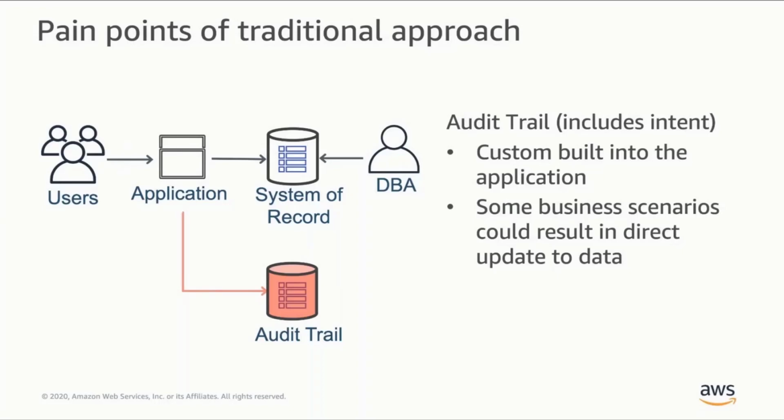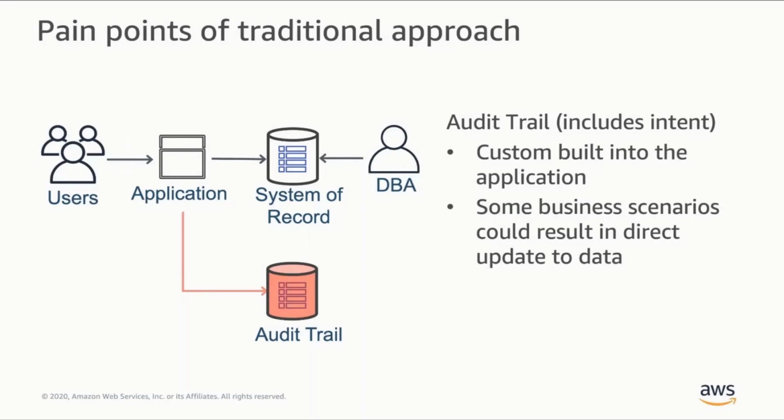Audit trails themselves are typically written as part of the application, and this requires custom development to take place. This means that with an evolving data set, and as new attributes are added to the system of record, custom development is required to change the capture of this audit information.